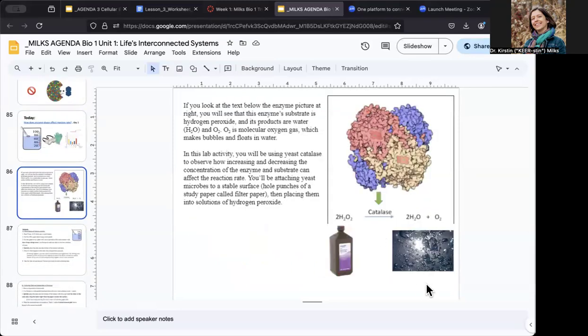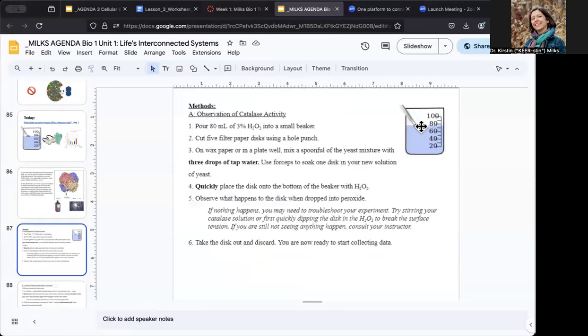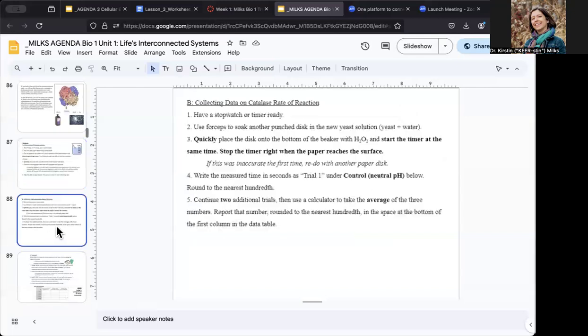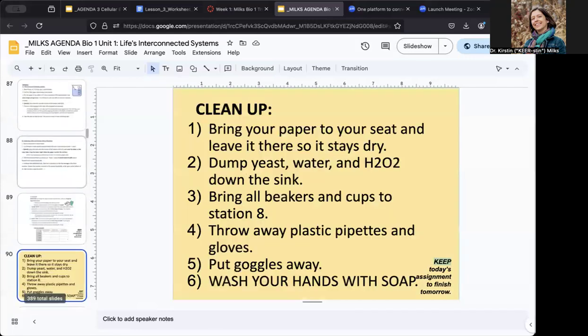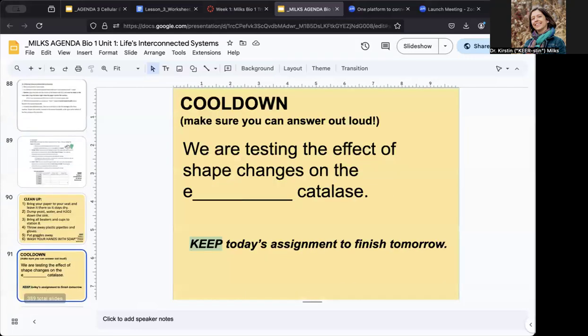So we utilize the fact that this enzyme makes oxygen gas to float discs that have been soaked in the yeast solution. So these are the instructions on the assignment. We talked a little bit about the data table and graph, and then we did some cleanup instructions. Hopefully you are able to remember the word enzyme. That's what goes here.